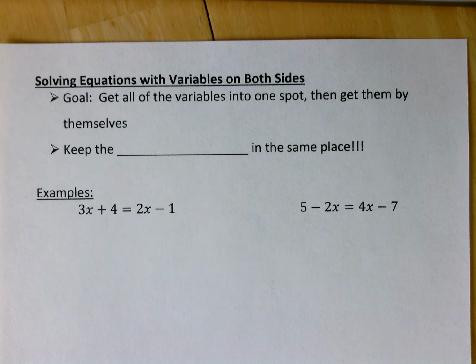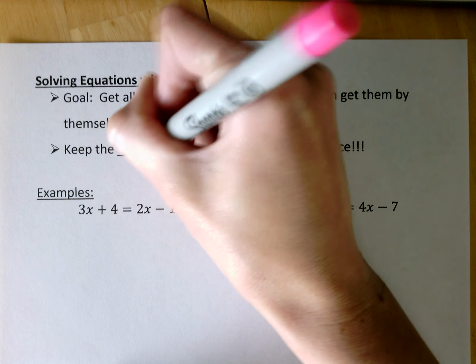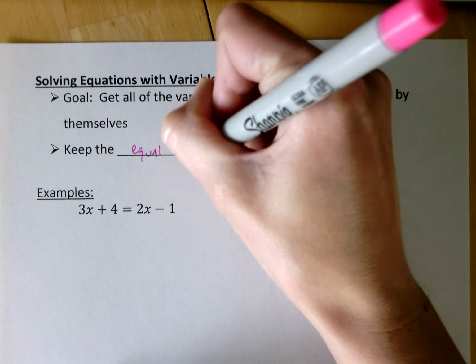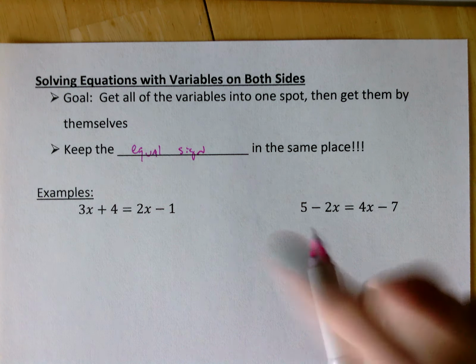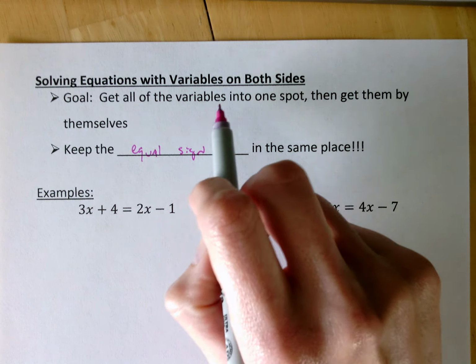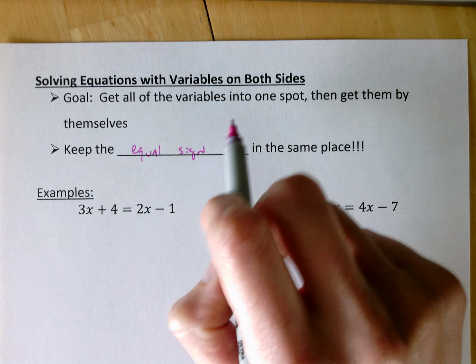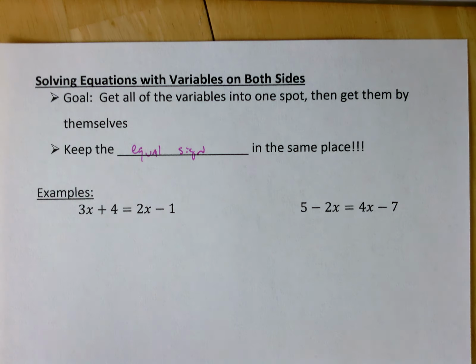All right, the big thing that you need to be really careful of here is that you need to make sure that you keep the equal sign in the same place. We talked before about how important that is, but that is a really common mess up when we're looking at these ones. Okay, and our goal here, the first thing that we want to try to do, is get all the variables into one spot. We want to combine them all into one place, and then we can just solve it like a normal equation.